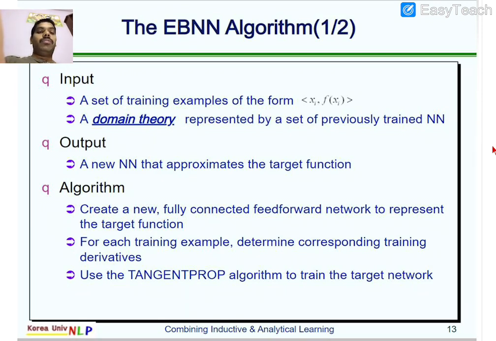And here what we are going to do is create a new fully connected feed forward network to represent the target function. We are going to develop a neural network which is going to define the target function, yes or no? And for each training example, we have to define the corresponding derivative functionality also. So in order to get more accurate results, we need to go for a derivative function and use the tangent prop algorithm to train the target function.